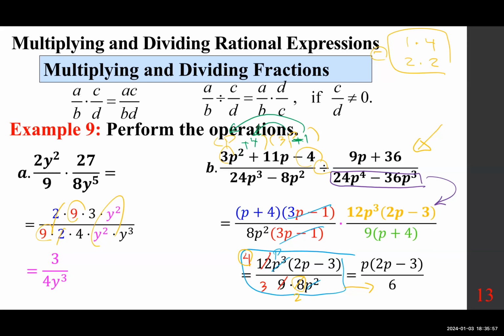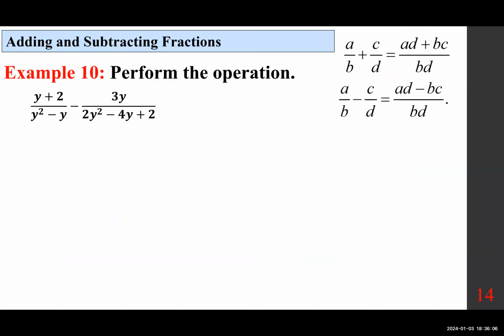We are going to move on, everybody. All right, we want to perform the operation. In this case, we want to add or subtract. And whether you want to add or subtract fractions, you have to have the same denominator. So you come up with the LCD, the least common denominator. And to come up with that, you need to factor both denominators.